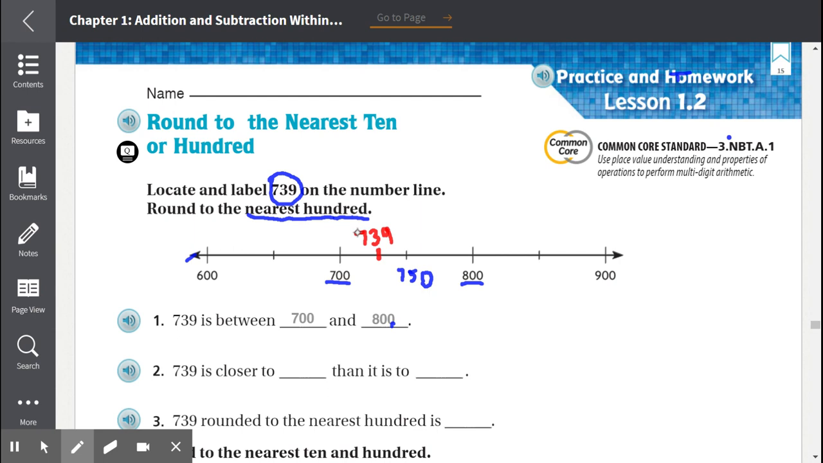So now let's see which 100 it is closer to. We're only looking at the hundreds. So out of 700 and 800, this is the middle number, but we're looking at the hundreds right now, 700 and 800. So 739 is closer to 700 than it is to 800. 739 rounded to the nearest hundred is 700.